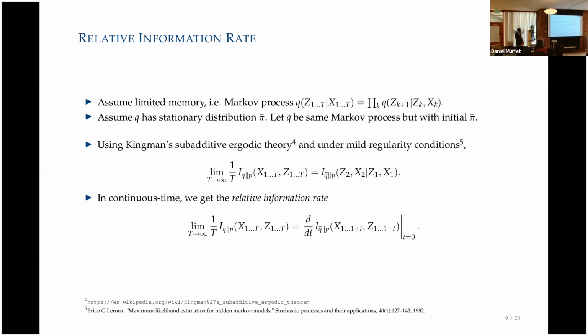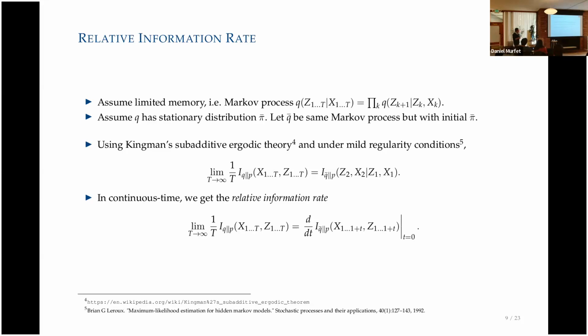And by using Kingman's sub-additive ergodic theory and under some mild regularity conditions on the stationarity of the distribution, you can prove that this is equal to some conditional relative information of Z2, X2 given Z1, X1 of this Q bar from P. So it's a one step in the Markov chain at that stationary distribution. That makes sense, common sense wise, that this average of the KL divergence should be equal to the one step KL divergence.